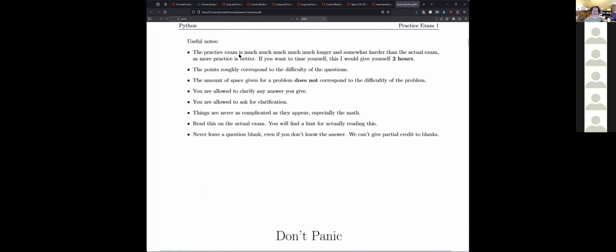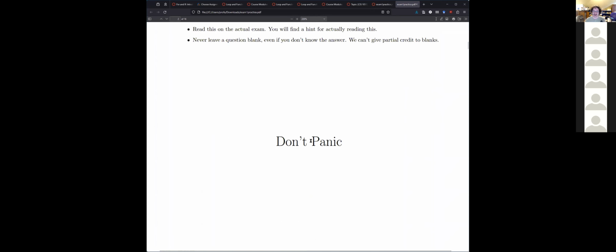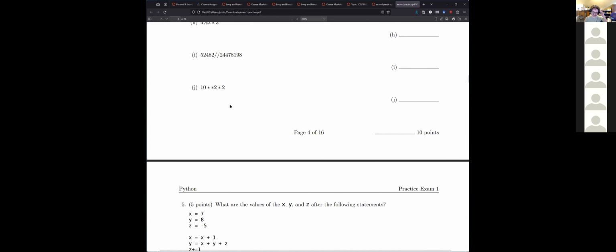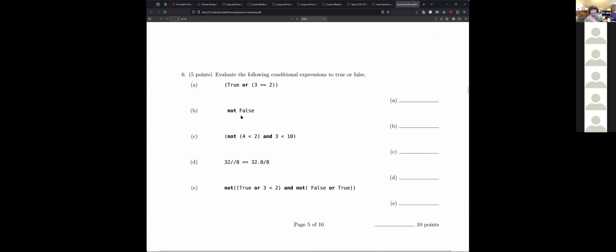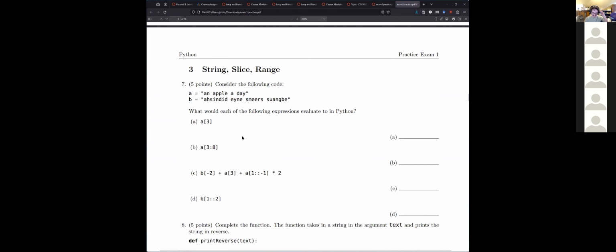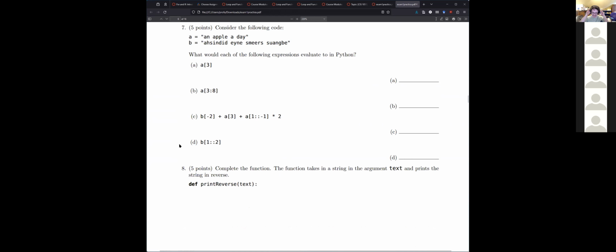So, useful notes. The practice exam is much longer and somewhat harder than the actual exam, as more practice is better. If you want to time yourself, I would give you 2 hours. The points, not the space, correspond to the difficulty of the problem on the exam. The amount of space does not correspond to the difficulty. Feel free to read this later. First off, like I showed you last time, there's some true false here, but most of this stuff is covered in chapters 1 through 7.